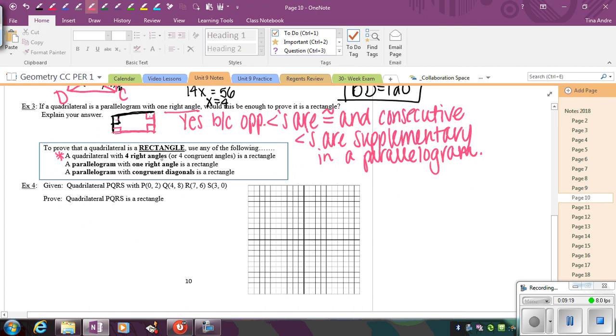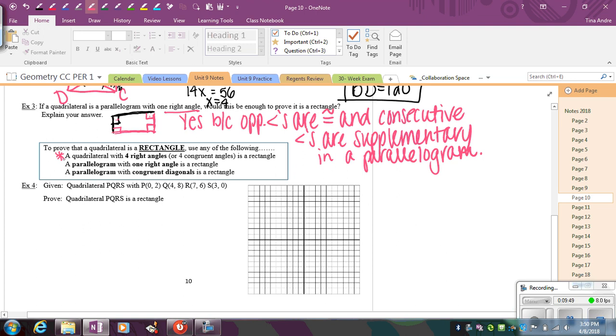That would mean showing that you have negative reciprocal slopes formed by the adjacent sides, so that you have perpendicular lines which form right angles. The other two approaches are both of these. You could show you have a parallelogram with one right angle, which we just talked about, or you could show it's a parallelogram with congruent diagonals. Because then, if you think about your flow chart, you're taking your parallelogram and merging it with an isosceles trapezoid, which therefore forms a rectangle.